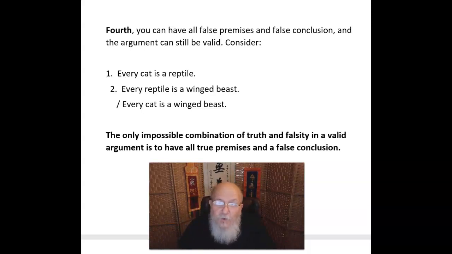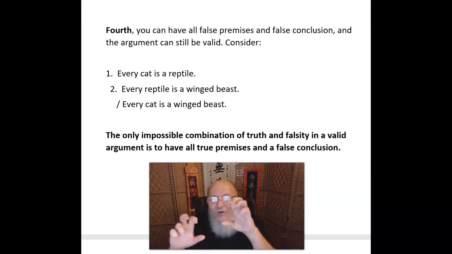Thank goodness, right? Wouldn't it be awful if cats could fly around? Those wretched beasts. Think what they could do with their claws if they could fly around, right?